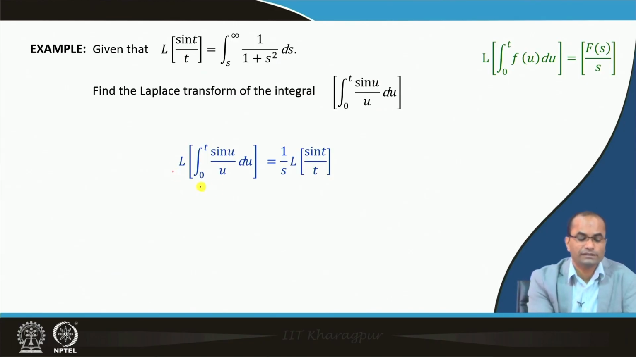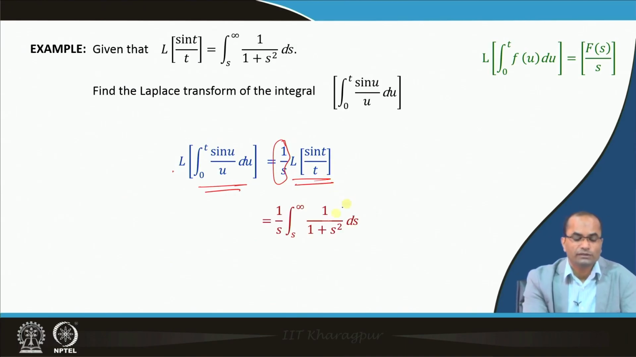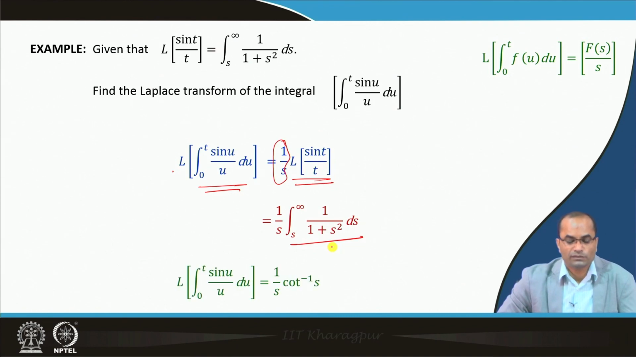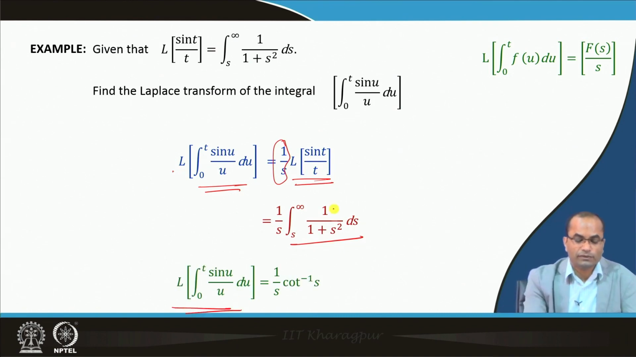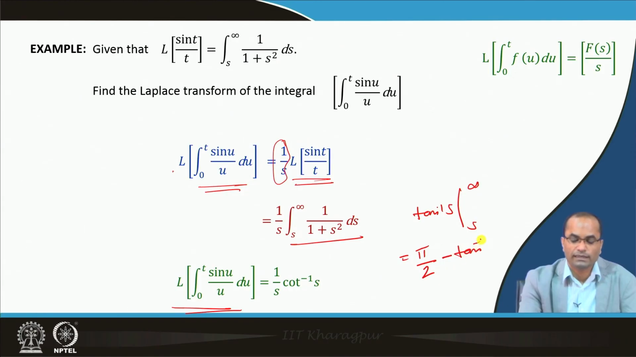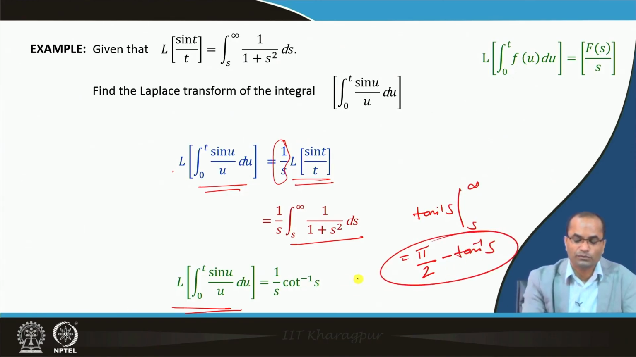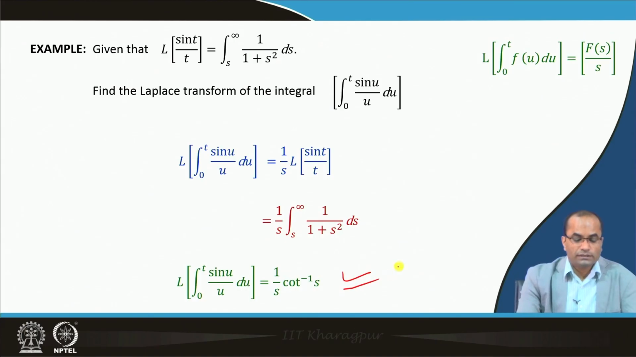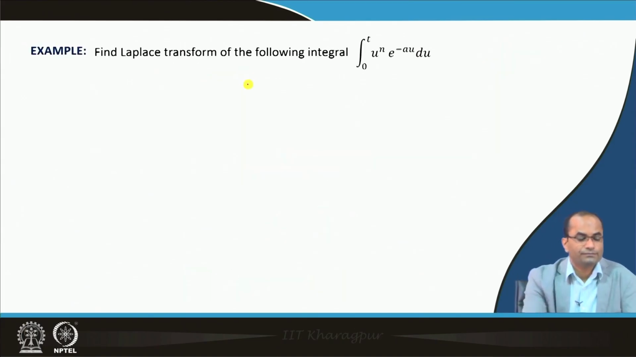So, the Laplace of this integral will be 1 over s, the Laplace of sin t over t, which is already there, s to infinity 1 over 1 plus s square, and this 1 over 1 plus s square is tan inverse s. Then the limit s to infinity, tan inverse infinity is pi by 2, minus tan inverse s, and this pi by 2 minus tan inverse s is cot inverse s, so we get 1 by s cot inverse s. So, this is done for the integral.